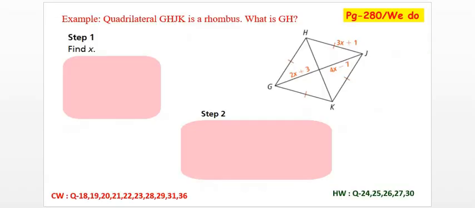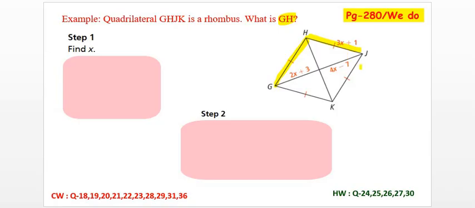Now here the first example, it says quadrilateral GHJK is a rhombus. So we know that this shape is a rhombus. The problem wants us to find GH. To find GH, I will think about all the properties of the rhombus. Now, where is GH? This one is GH, right? So to find GH, I need to find HJ.